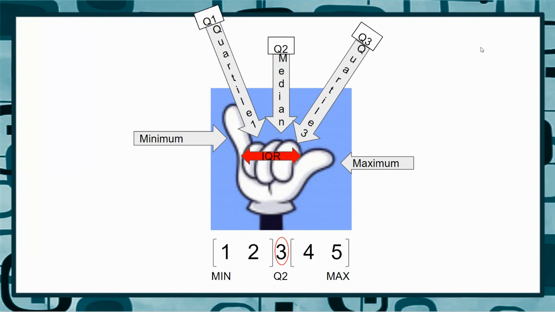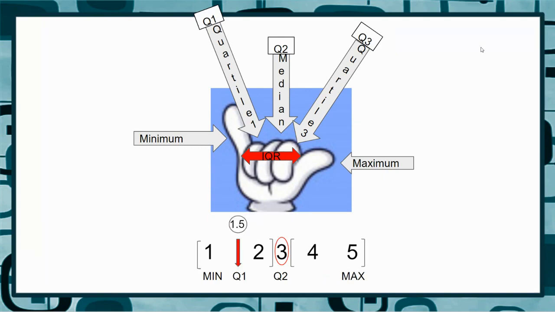Next, we're going to find Q1, or the middle of the first half of the data set. So what value lies directly between 1 and 2? 1.5. You can do that a couple of different ways. You might think about numbers on a number line, 1, 1.5, 2, or you can find the mean of the 2 values. 1 plus 2 is 3, and 3 divided by 2 is 1.5.